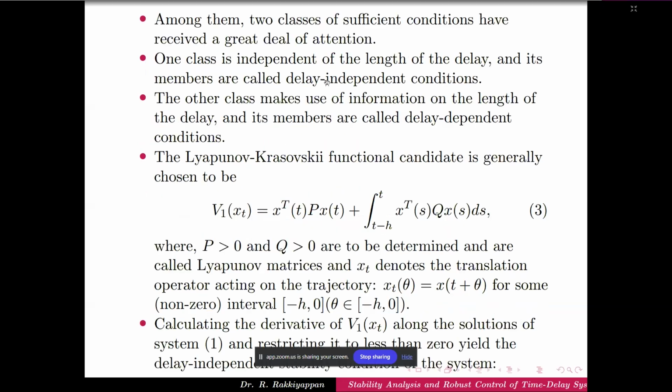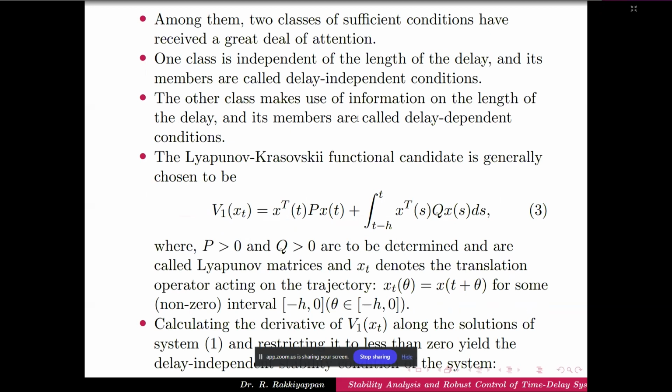Among them, two classes of sufficient conditions have received a great deal of attention. One is delay-independent stability and the other is delay-dependent stability. The delay-independent one is independent of the length of the delay, whereas the delay-dependent one depends on the delay.